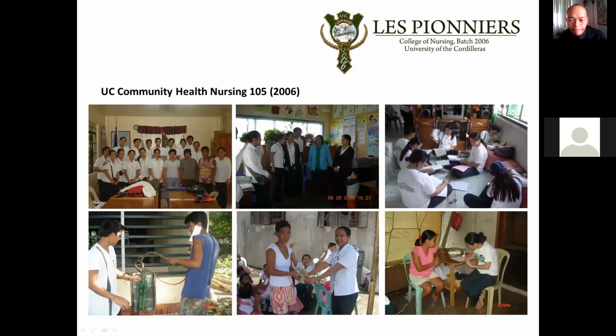Okay, community nursing 105. Most likely this is the termination phase already. Okay, kaya na-implement na lahat ng mga goals nila. 105 or 106 is most likely 4th year, 2nd sem. So what will you see here?